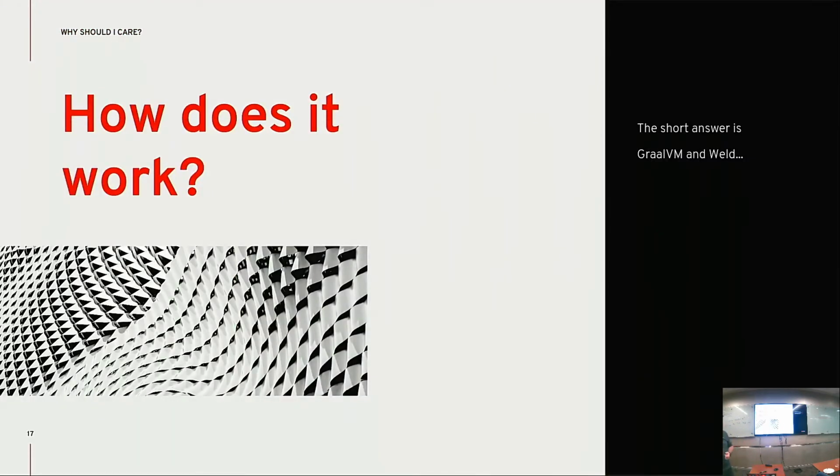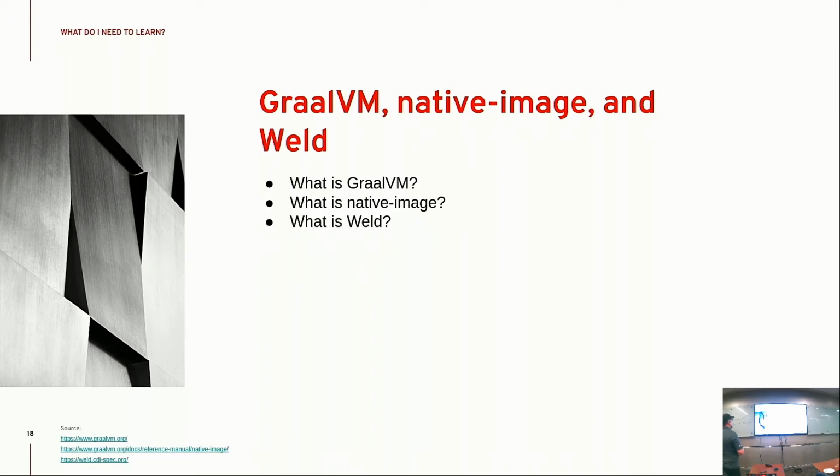So how does it work? Well, the short answer is GraalVM and a tool called Weld. So what is GraalVM? GraalVM is a universal virtual machine for running applications written in JavaScript, Python, Ruby, R, Java, Scala, Groovy, Kotlin, Clojure, C, C++, and the list keeps going on.